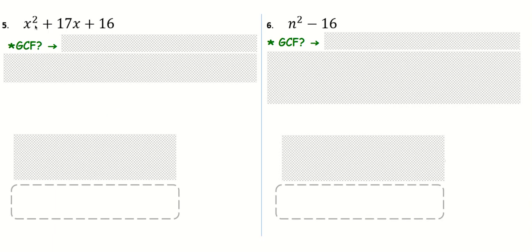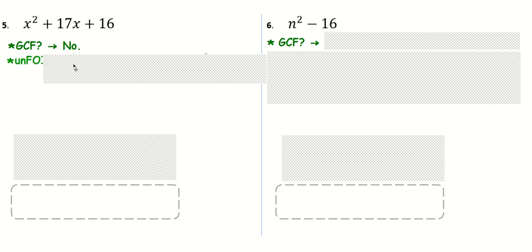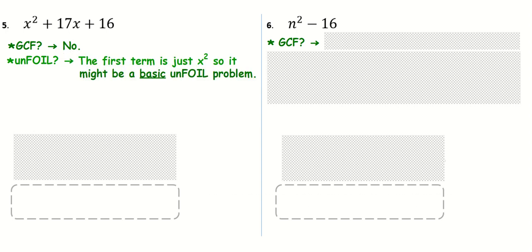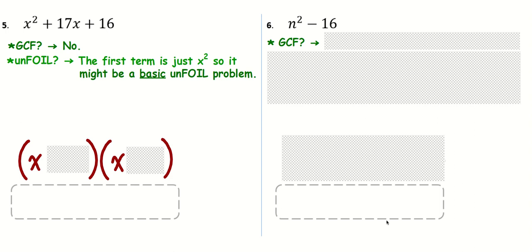Number 5, is there a GCF? Because you always check for that. Is there a GCF? No. And then, can we unfoil? Well, yeah, of course. And by what method? Well, since the first term is just x squared, we're talking basic unfoil.